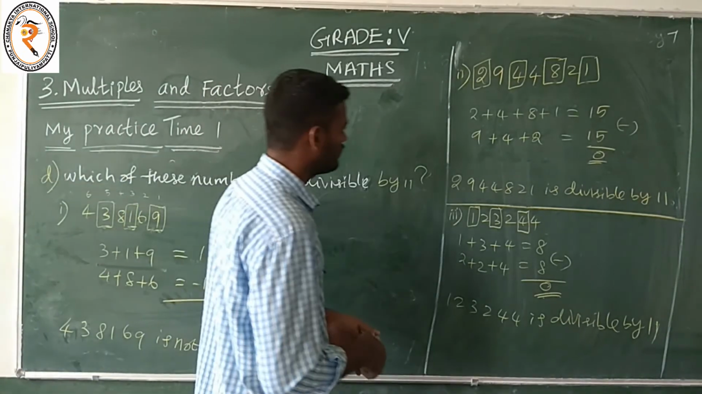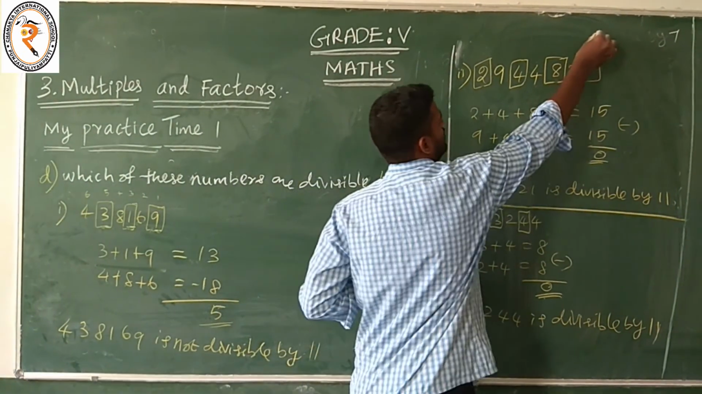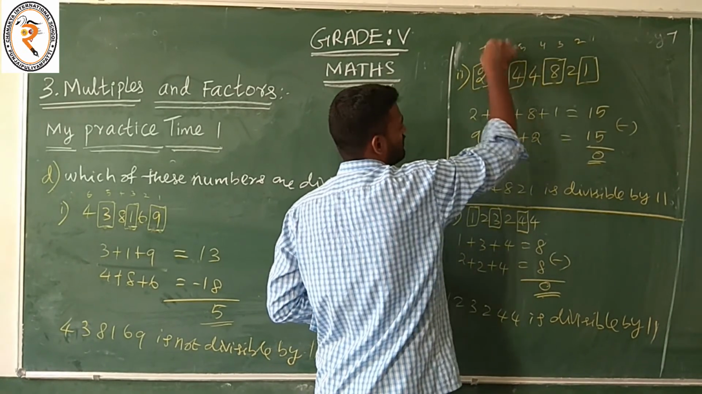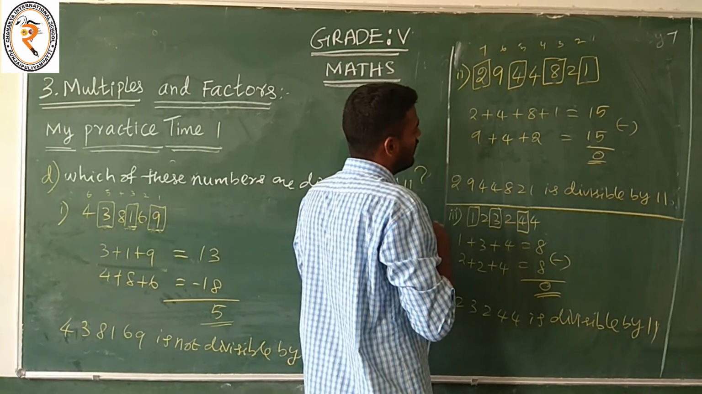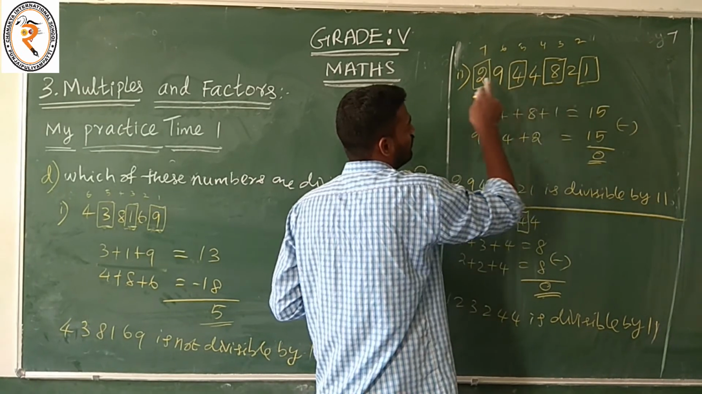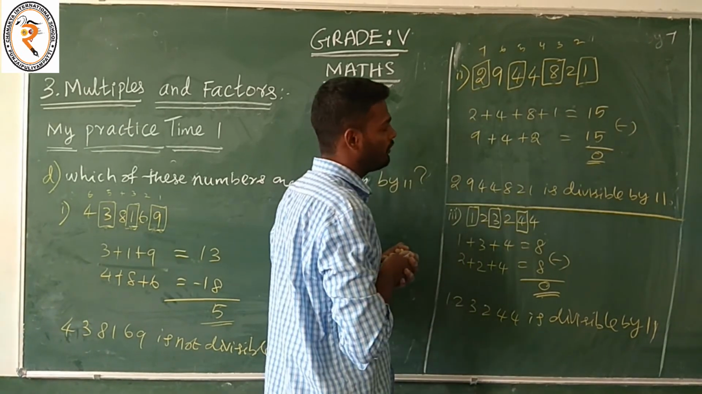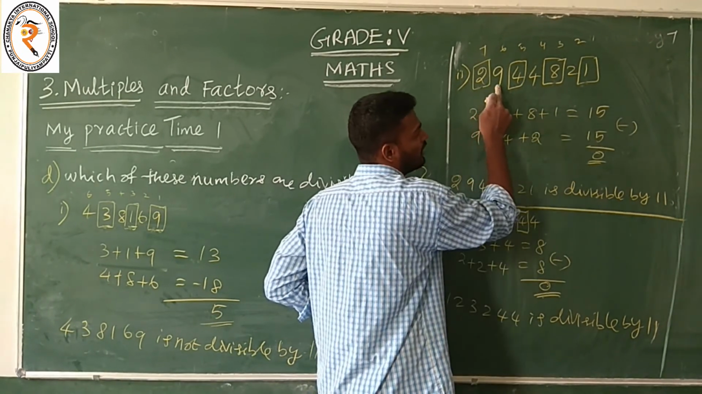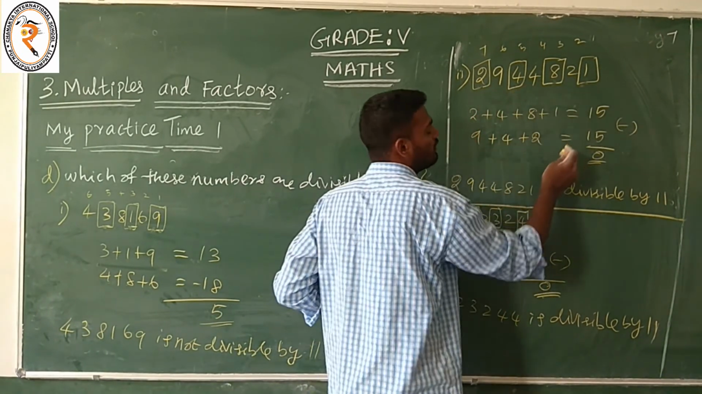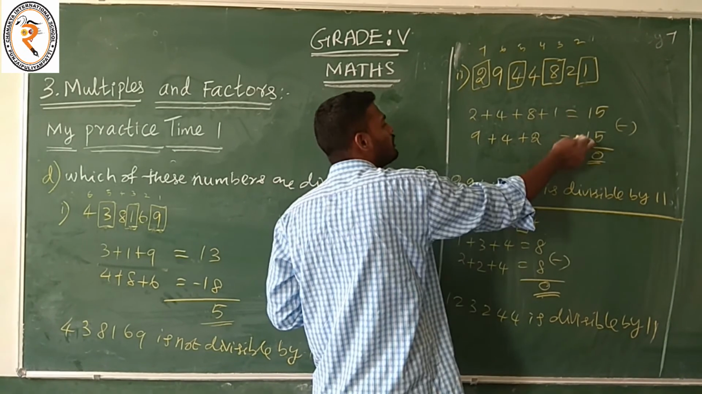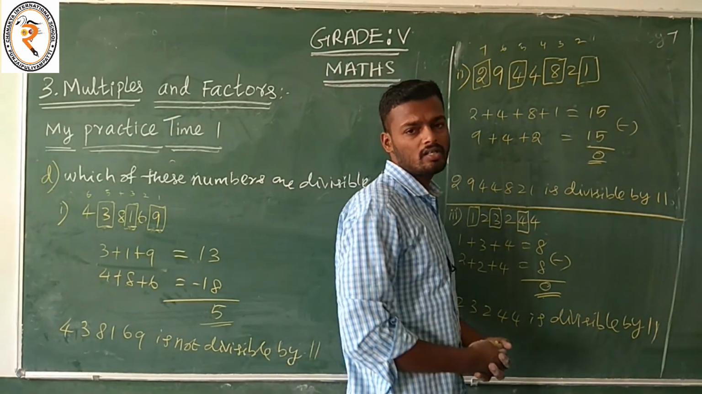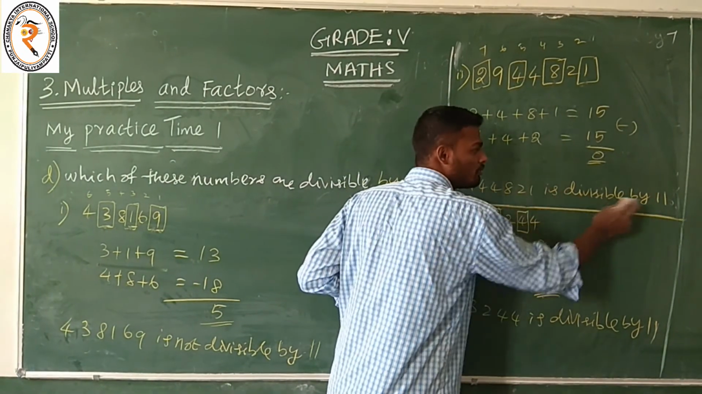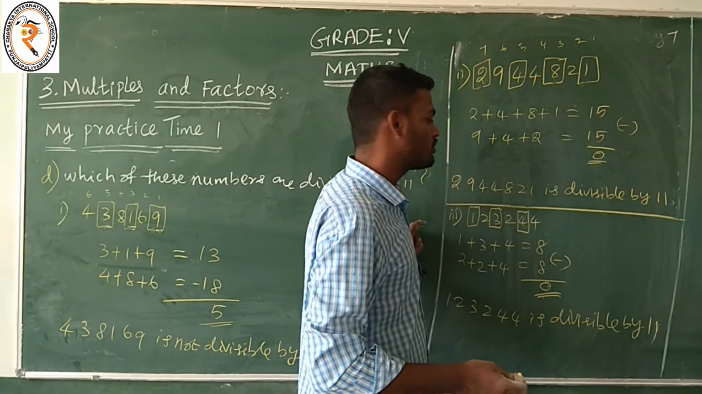Roman number 2 question. Selecting first digit, second digit, third digit, fourth digit, fifth digit, sixth digit, seventh digit. Selecting the odd digit numbers 1, 8, 4, 2, adding the odd digit numbers, the total is 15. Adding the even digit numbers 9, 4, 2, the total is 15. We subtract the two numbers. The final answer is 0, so that number is divisible by 11.